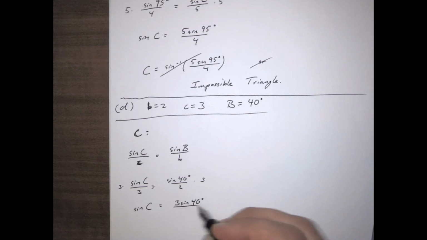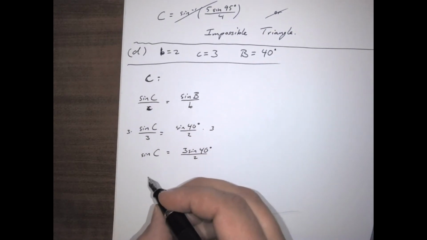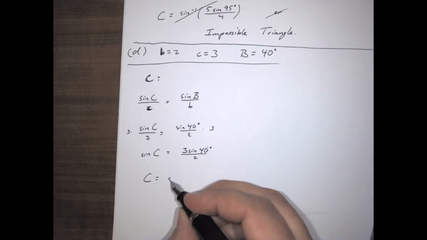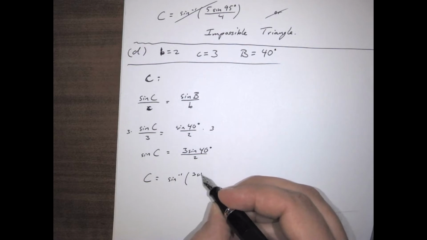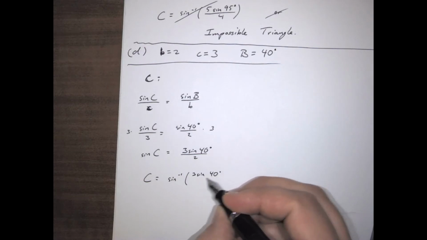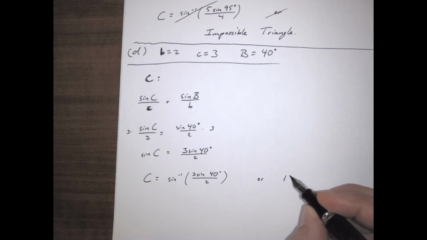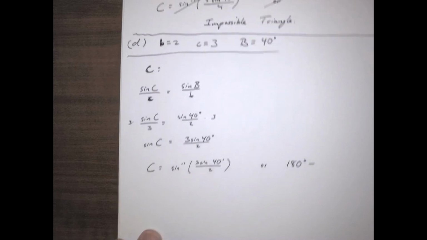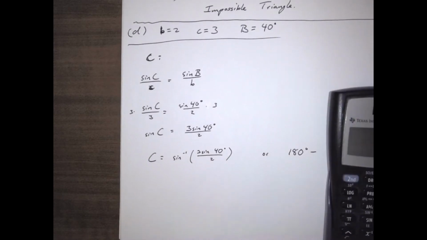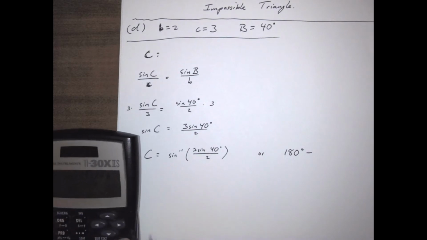So 3 sine 40 degrees over 2, which means then that C is going to equal the sine inverse of that, or 180 degrees minus whatever we get. So we just got to consider these as both possibilities. Okay, let's see what happens.